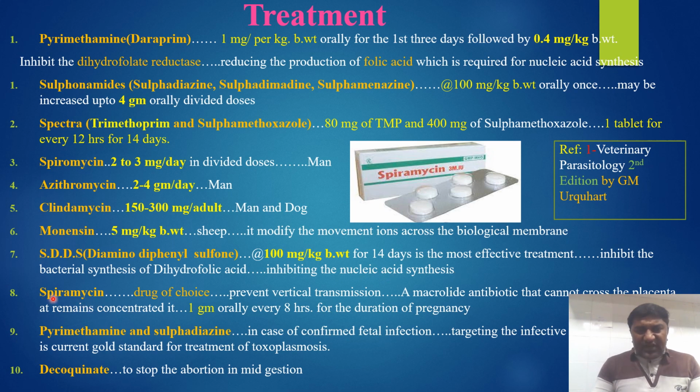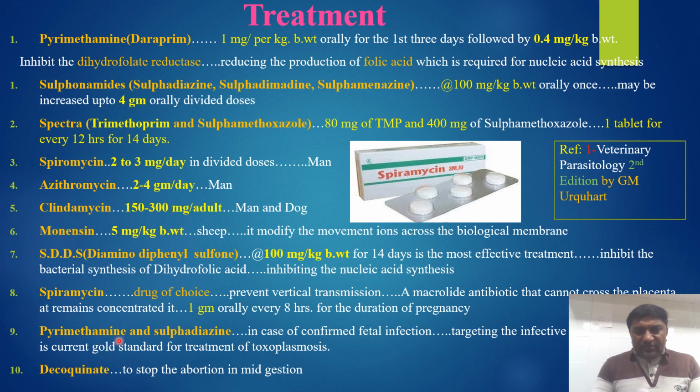And the next one is spiramycin. It is actually the drug of choice for this disease. It prevents vertical transmission. It is a macrolide antibiotic that cannot cross the placenta and remains concentrated there, and its dose rate is 1 gram orally every 8 hours for the duration of the pregnancy.